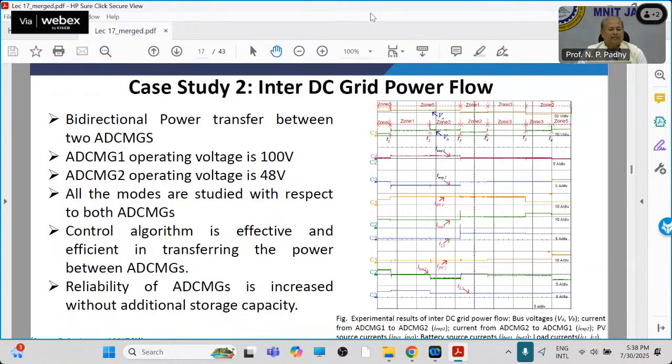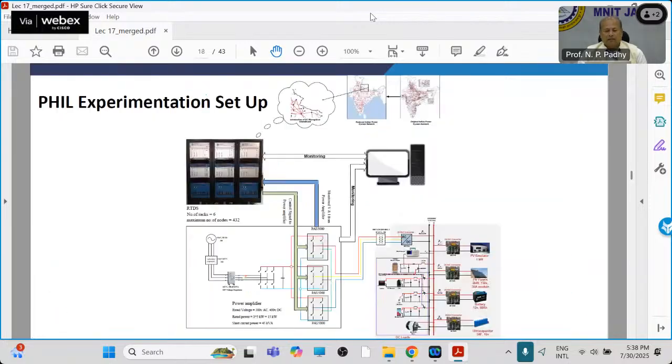But here we realized that playing with 380 volt DC in a PHIL is a bit risky. So for safety reasons, we have gone for 100 volt and 48 volt, because we are supposed to demonstrate the challenges of two different microgrids interconnected. So we lowered 380 to 100 volts, and all the modes are studied with respect to both the DC microgrids. The control algorithm is effective and efficient in transferring the power between DC microgrids. Reliability of the DC microgrid is increased without additional storage capacity.